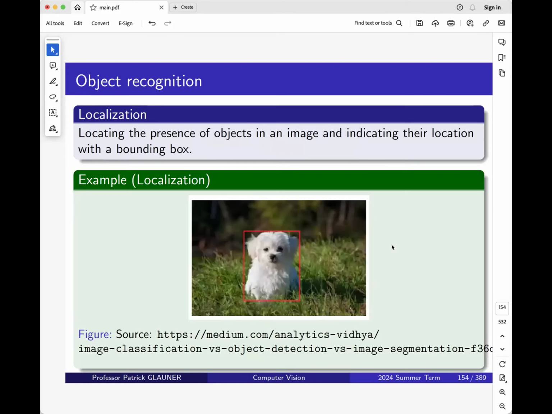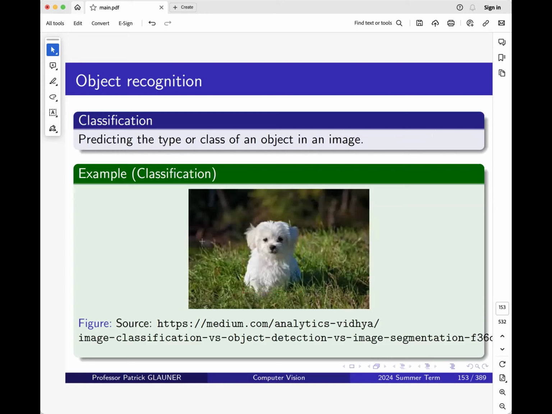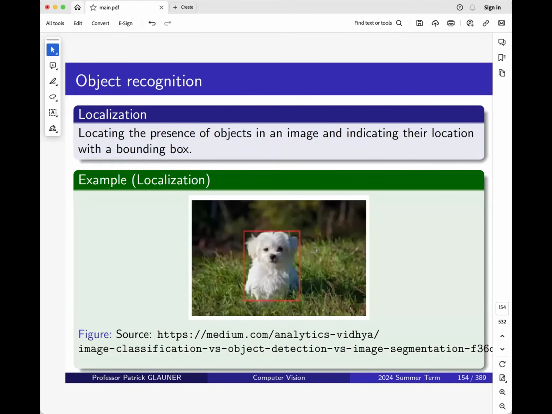Localization is something a little bit different. Localization means I'm not classifying the whole image into something. Rather, I try to locate the presence of objects, or maybe not just one object, but actually multiple objects in that image, and I try to indicate that location with a bounding box. So it's a different task. Classification was classifying this whole image. We say dog, or cat, or car, whatever. But localization means I try to put a bounding box around it.